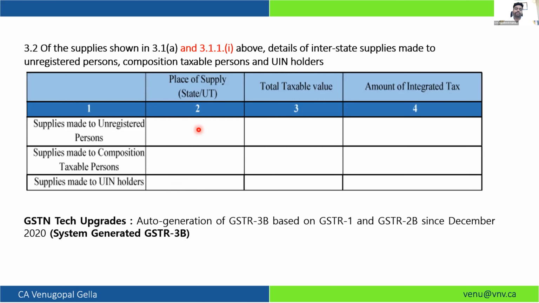So from now onwards, we need to give the bifurcation. For interstate supplies made to unregistered persons, composition taxable persons, and UIN holders, we need to provide the breakup along with the place of supply. These are all the changes with respect to the outward supply. There are not many changes, only major changes for the suppliers who are making supplies through the e-commerce operator, and the e-commerce operators themselves. Other than that, there are not many changes with respect to the outward supplies. So before we move to input tax credit, participants, any questions you have, anything you would like to ask?